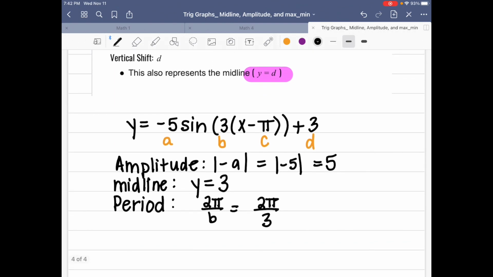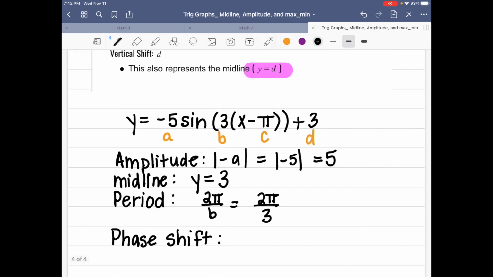And then finally we have our phase shift. Now remember, our phase shift is the same thing as our horizontal shift, how far left or right it goes. And when we do that, it's actually going to be the opposite value of C. So right here in my problem, I have x minus pi, and when we pull that out, it's the opposite. So instead of minus, it's actually going to be positive pi. That means that we're going to shift over pi units to the right.